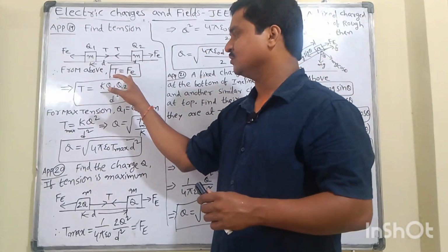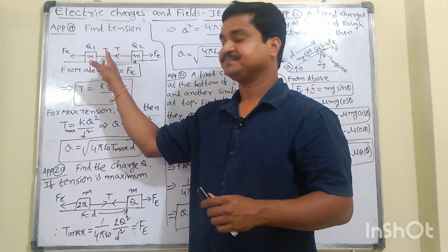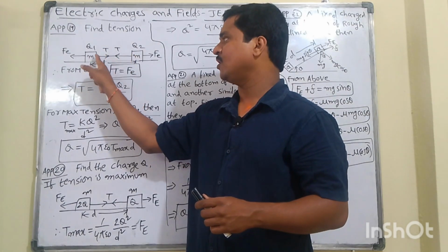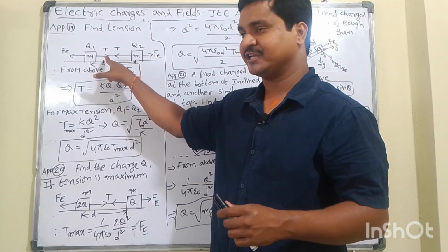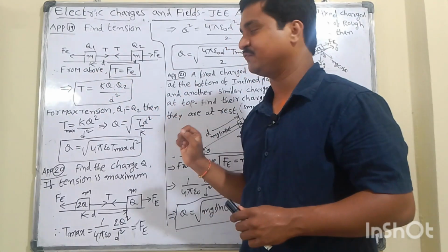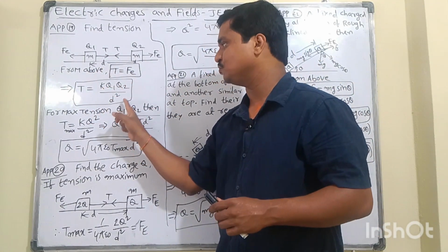That electric force is equal to tension. Why? Because in between the two blocks there exists a force called tension. So because of the string, the tension is equal to the electrostatic force. So T equals k q1 q2 by d square.